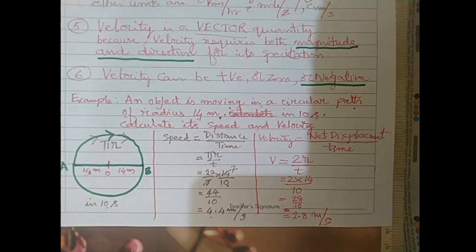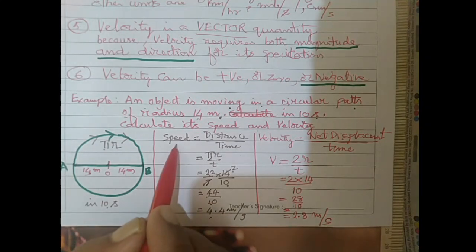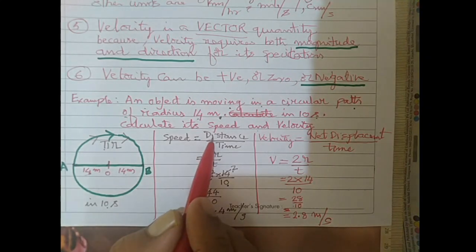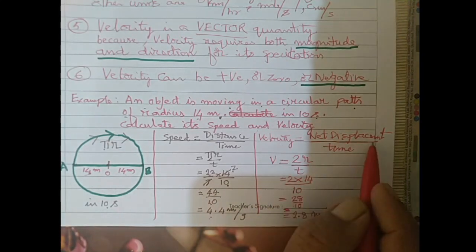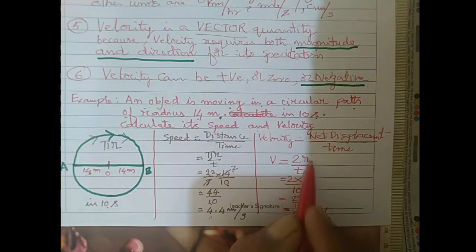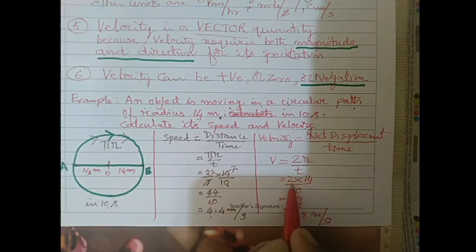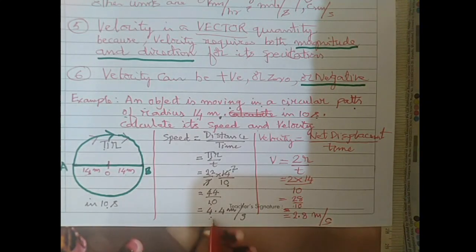Now observe carefully. I have calculated the speed here and the velocity here. You see, you are getting different values. Why are you getting different values even though the time is the same? Because in the calculation of the speed, we first calculate distance. Distance here is 44 by 10. For the calculation of the velocity, we calculate the displacement. Displacement is 2r, not pi r, 2r. Therefore, 2r means 2 into 14, that is 28 by 10. This is the difference we are getting between the speed and the velocity.